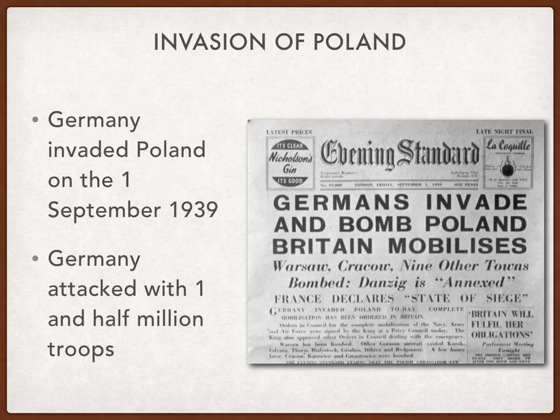As I stated before, Germany invaded Poland on the 1st of September 1939, crossing the Polish border in the early hours of the morning without any declaration of war. Germany attacked with 1.5 million troops, and they used a new tactic that decimated the Polish army. This tactic was known as the Blitzkrieg. This roughly translates as lightning war.